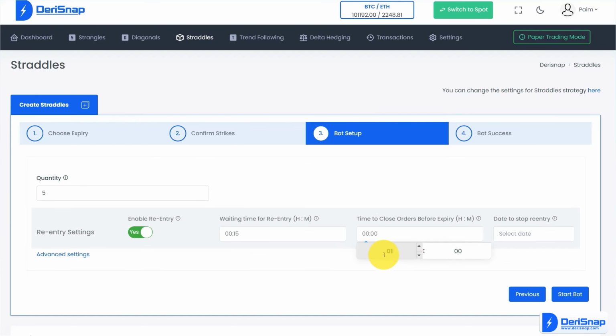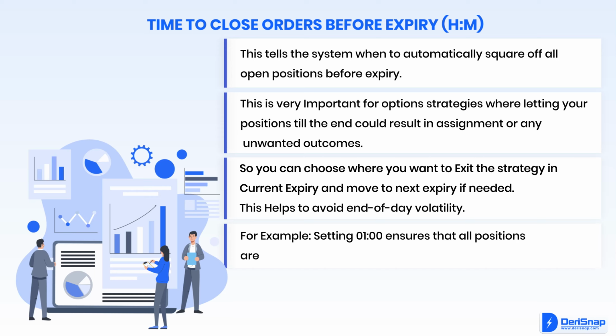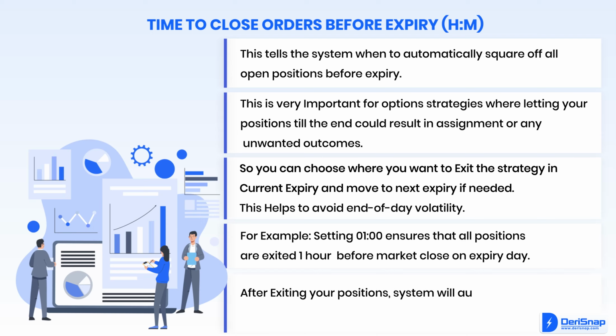For example, setting 1 hour ensures that all positions are exited 1 hour before market close on expiry day. After exiting your positions, system will automatically move to next expiry, if next calendar date is chosen on next settings.